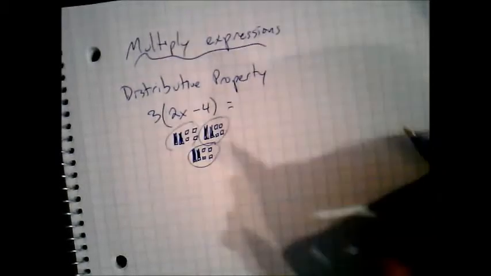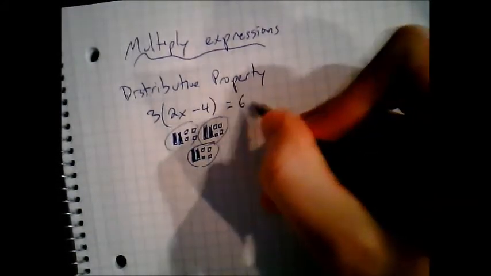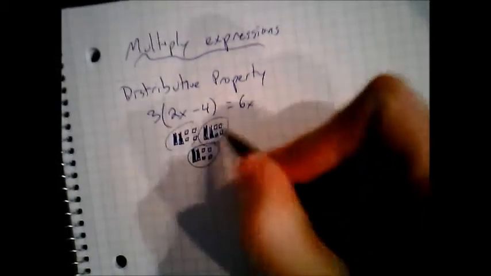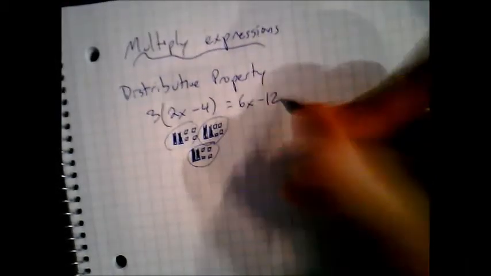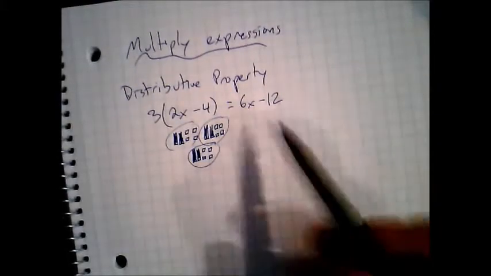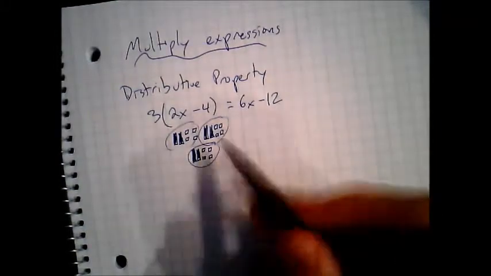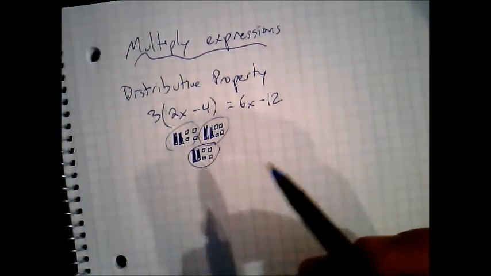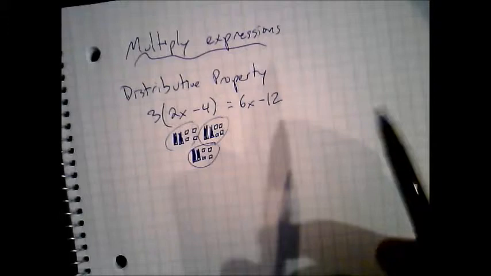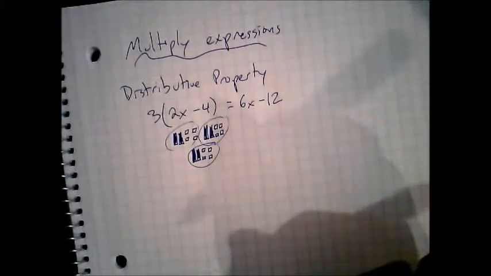So now all we want to do is think about what would we have total. We have 1, 2, 3, 4, 5, 6 x's, and then 4, 8, 12 negative unit tiles. So 3 times the group 2x minus 4 equals 6x minus 12. Now we don't always want to be drawing this, but this is a good foundation for how we could actually get 6x minus 12 from 3 times the group 2x minus 4.